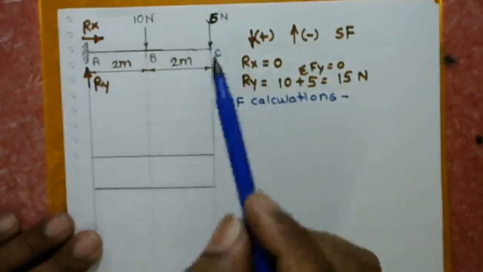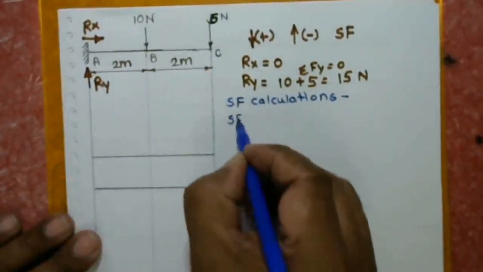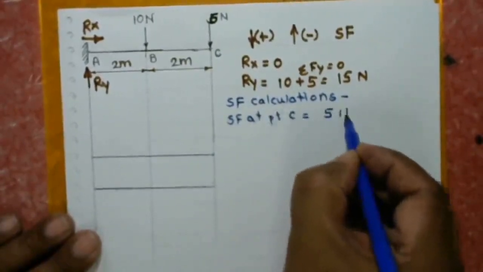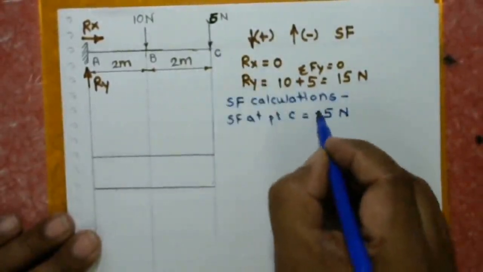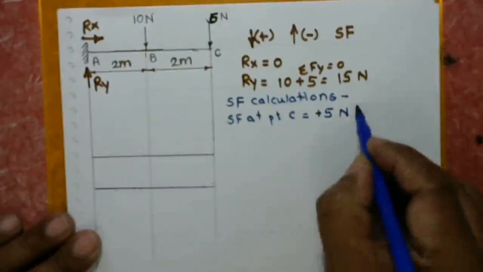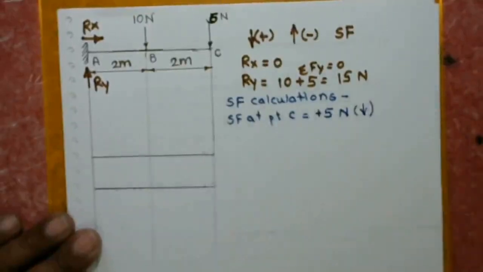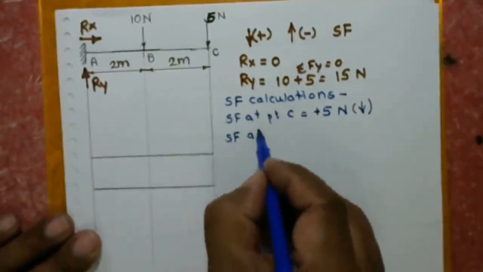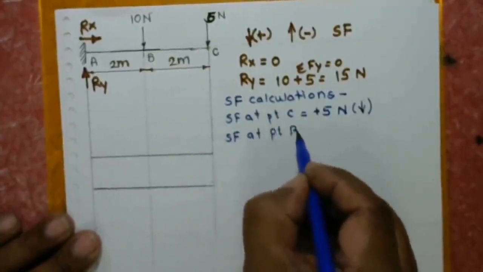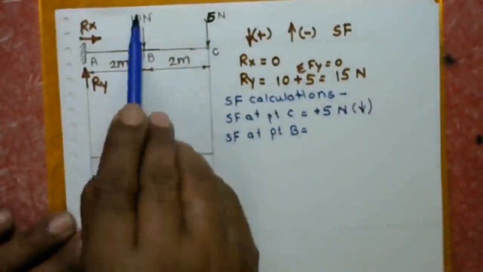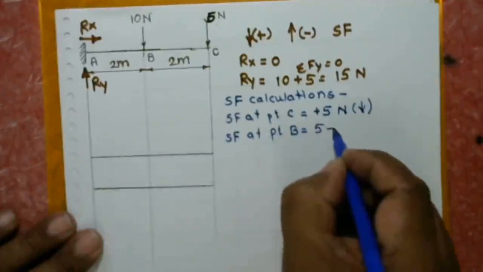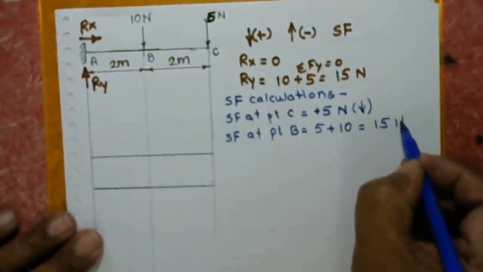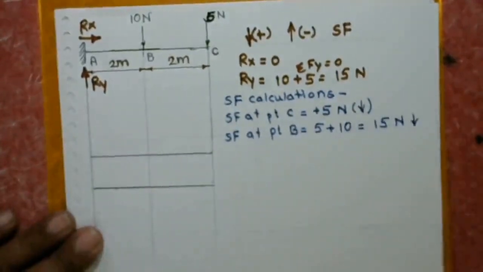So we will start from point C. Shear force at point C is 5 Newton, acting in the downward side, so we say positive shear force. Next point is shear force at point B. 5 Newton is already acting on the right hand side, and at point B itself 10 is acting, so it becomes 10 plus 5, 15 Newton shear force acting at point B.